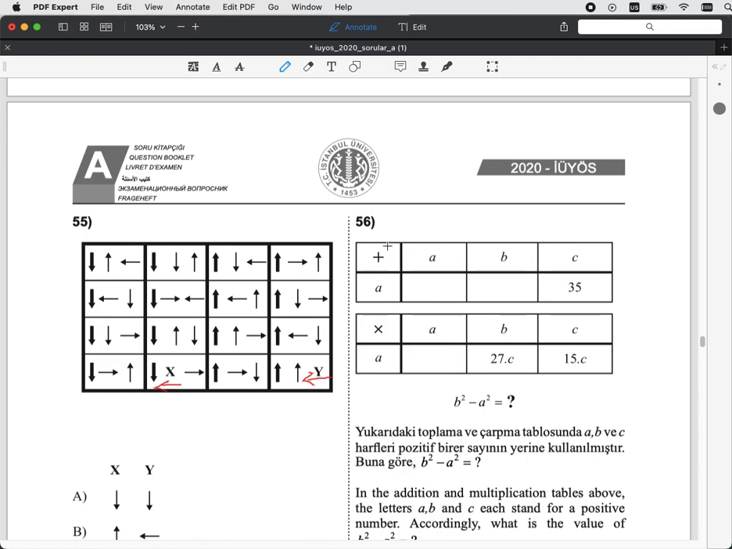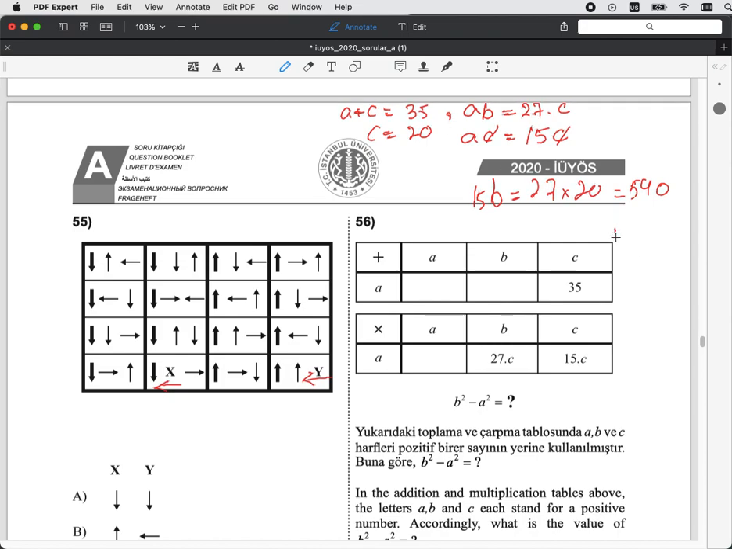56. Okay. A plus C is 35. A into B is 27 into C. A into C is 15C. So we need B squared minus A squared. Here, A is 15, then C is 20. A is 15, B equals 27 into C, where C is 20.